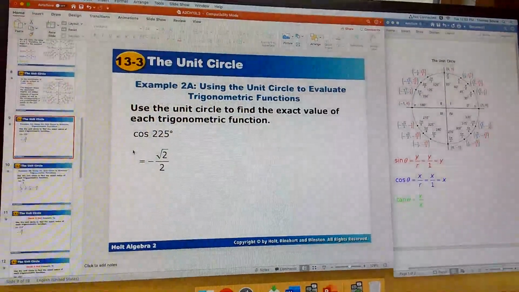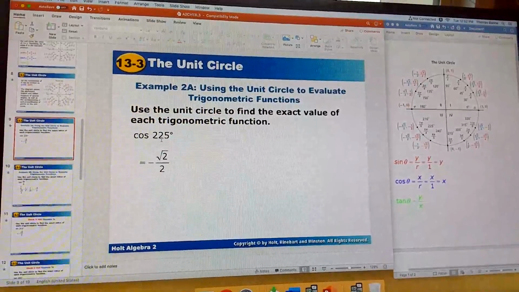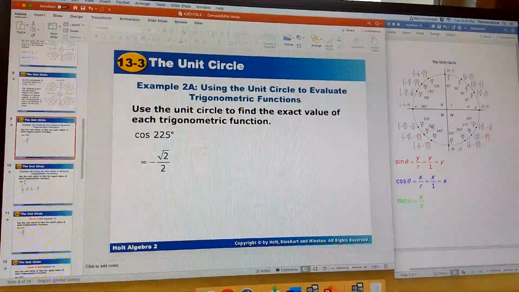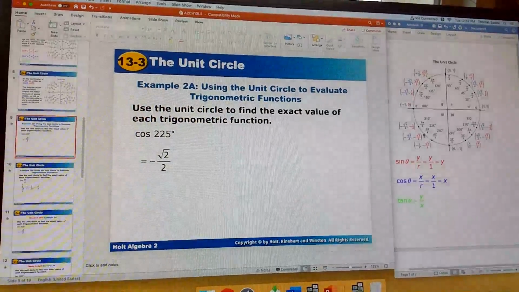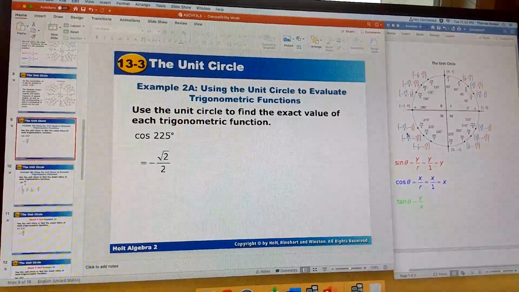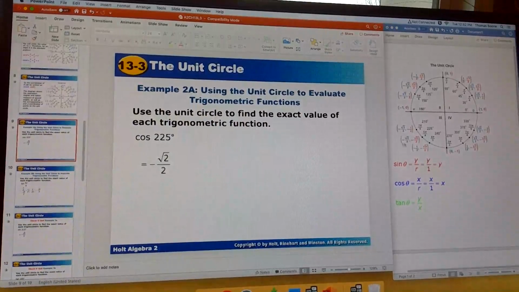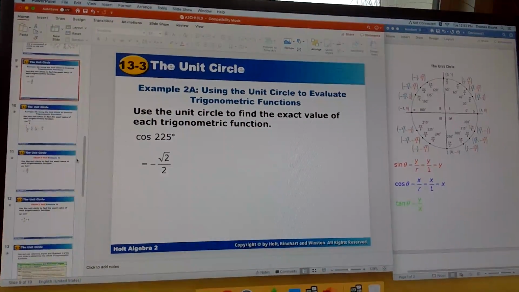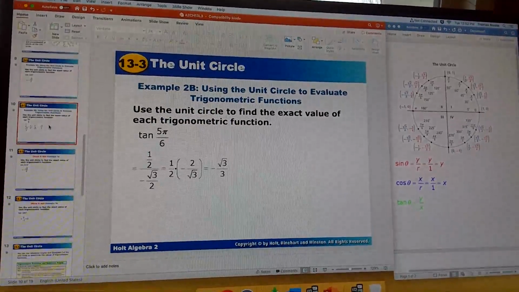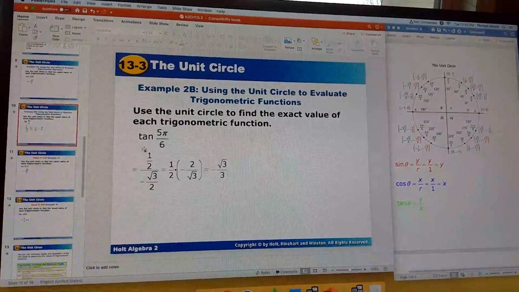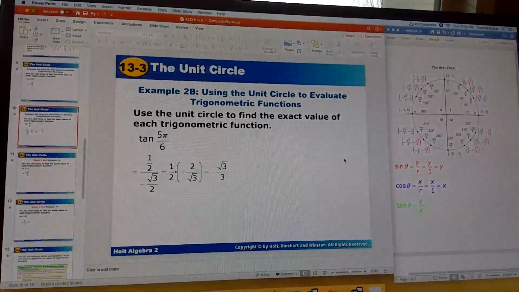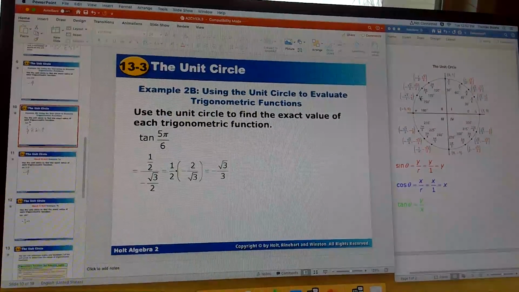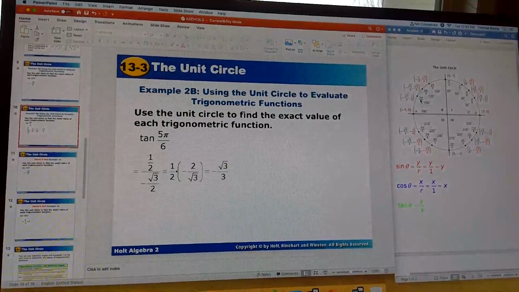All right, so here we go. Let's say we want to find the cosine of 225 degrees. Let's go over here. 225 is right here. Remember, cosine is the x value, so that's negative root 2 over 2. You can put that in the calculator, and the calculator will give you a decimal equivalent, but this is a nice little thing. Now, what if we wanted the tangent of 5 pi over 6? Let's go over here. 5 pi over 6, there it is right there. That's the radian. They might give it to you in degrees, or they might give it to you in radians.